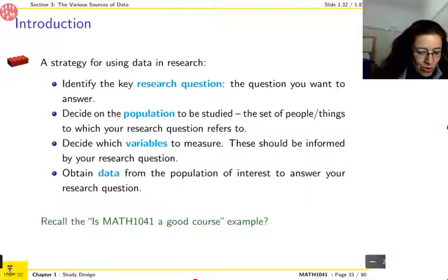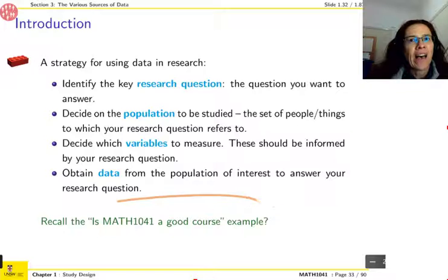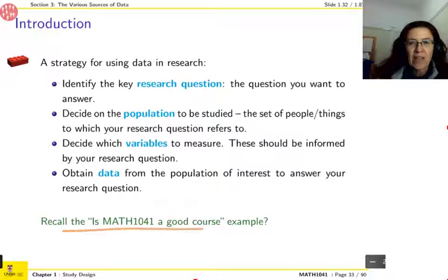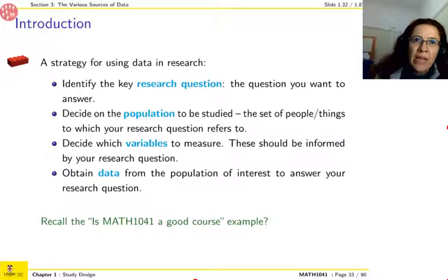And we discussed this already a little bit. Remember the question we had in a previous lecture about, is MATH1041 a good course? And then we said this question was way too vague. So before collecting data, you will need to go through these steps. You will need to refine your question and decide exactly what is the research question you want to ask. In that case, we said it could be whether you learn things which were useful in what you will do later on, or if it was a class which was enjoyable, so something about the experience of students, which are different things. Decide exactly what population you want to study.